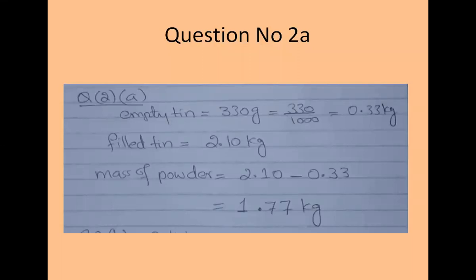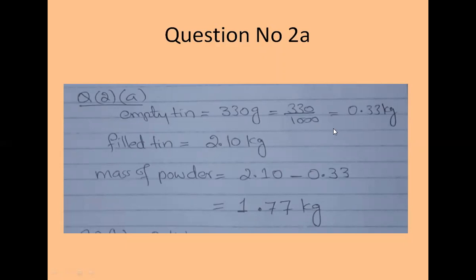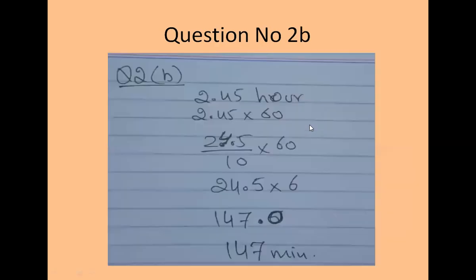The empty tin is 330 gram. I can convert this into kg by dividing it by 1000. So my answer will be 0.33 kg. The filled tin is 2.10 kg. From the filled tin, if you subtract the empty tin's mass, you will get the mass of the powder. So 2.10 minus 0.33 will give you 1.77 kg. So the mass of the powder is 1.77 kg.